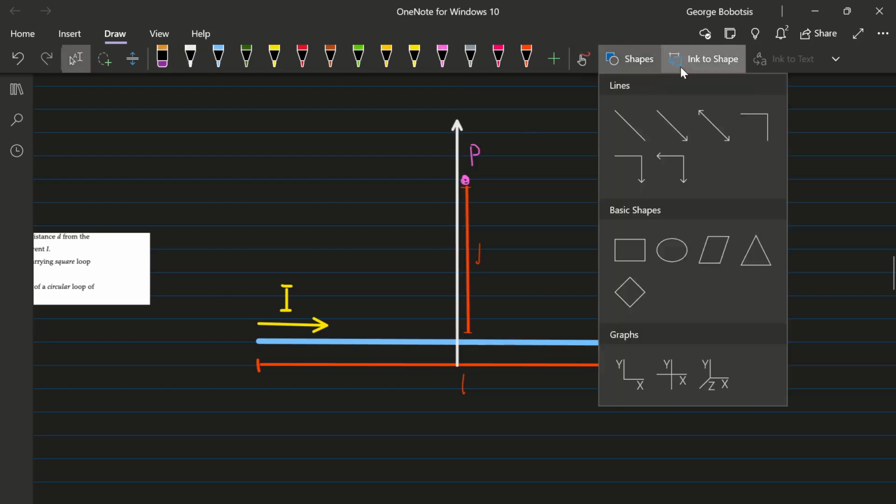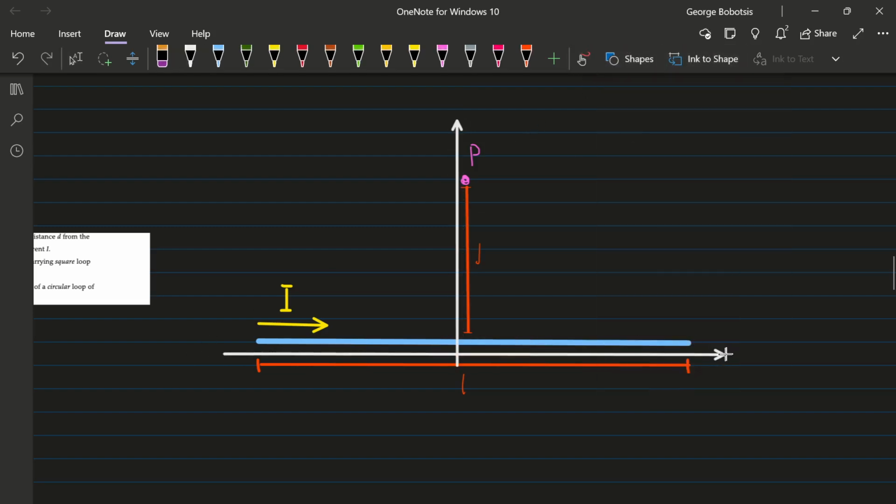But here's the thing. Where do I put the y-axis? Do I put it there or do I put it here? It's hard to tell where to put it. Where is it better, rather, to put it? Well, for starters, let me put it here in the middle.